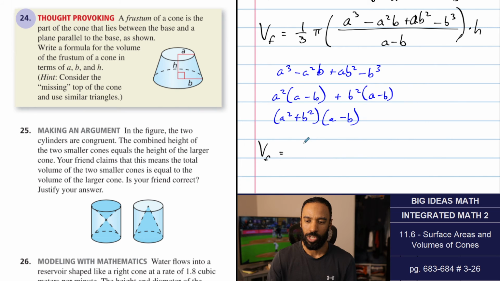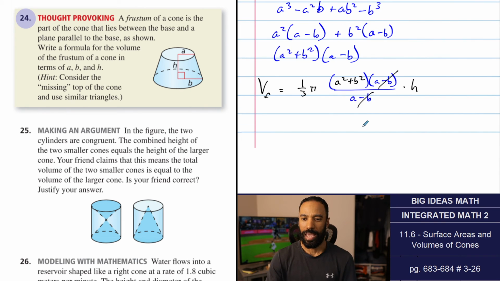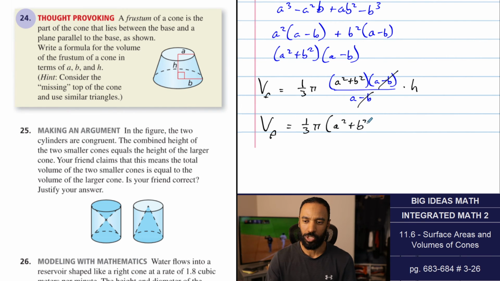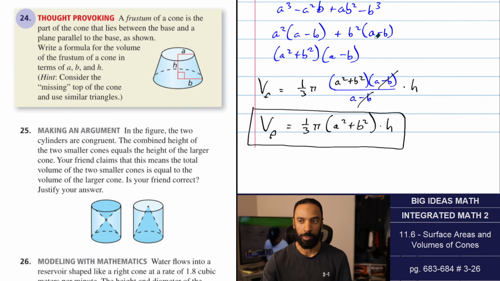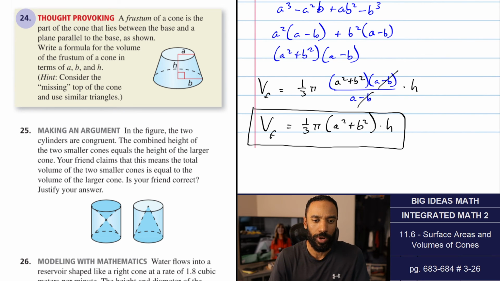Because now the volume of this thing is 1/3 pi times a squared plus b squared times a minus b all over a minus b, times height. The a minus b's cancel. And now you're left with the volume as 1/3 pi times a squared plus b squared times height. And that's not the same answer as the last one was with the pyramid stuff, but I think that is what your final result would end up being as a result of what we are doing there.